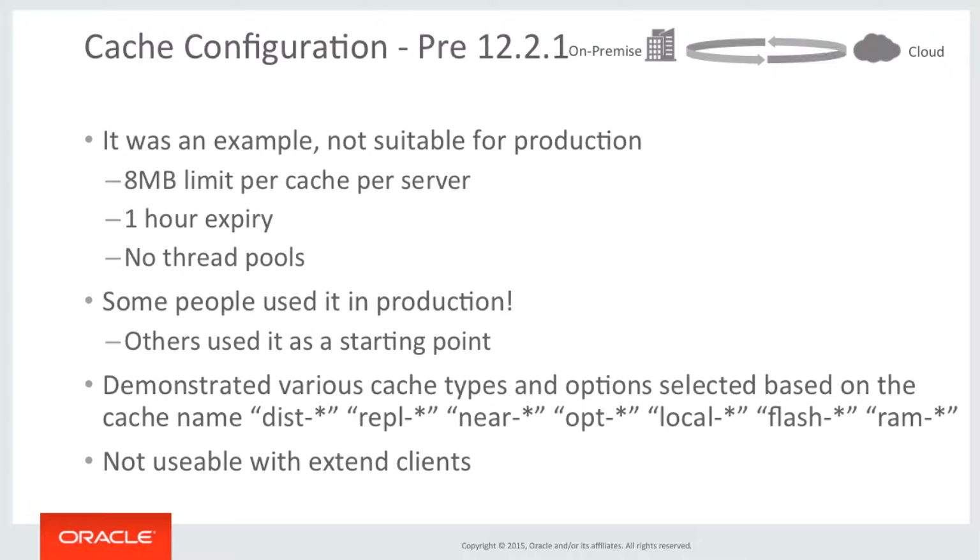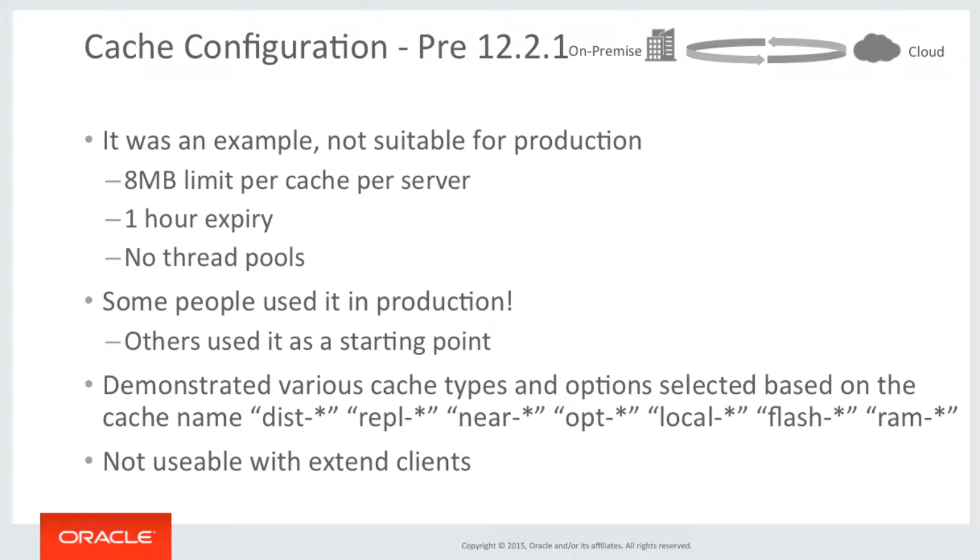The scary thing is some people use that in production, and I've always been surprised when I look at a customer's cache configuration and I see that it is either literally our example, or they took our example and made some small modifications to it to suit their needs, which is, there's nothing inherently wrong with it. Hopefully they removed the 8 megabyte limit and the 1 hour expiry. Sometimes they hadn't, which is why we were looking at their support issue. But really, it wasn't meant as something for production.